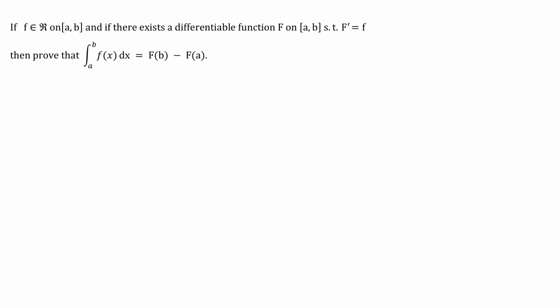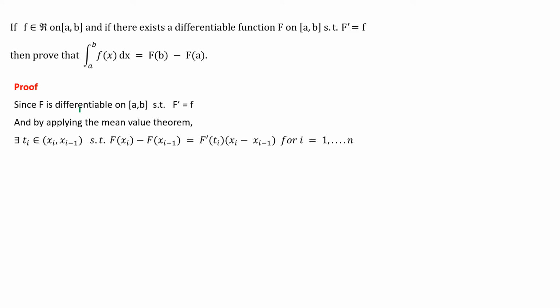So in that problem, we are given that a function f is integrable on interval [a, b], and if there exists a differentiable function, capital F, on that interval, such that F prime is equal to f, we want to prove that the integral from a to b of a function f of x dx is equal to F of b minus F of a. So let's get on with the proof.